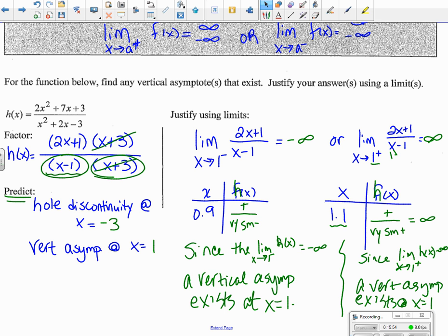So just a little bit more secure in showing from a limit perspective that a vertical asymptote exists because we're going to infinity or negative infinity. It holds a little more credence than just saying, oh, you know what, it didn't cancel away, so I know I have a vertical asymptote at 1. Okay.